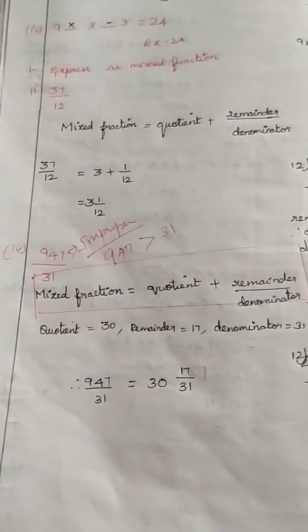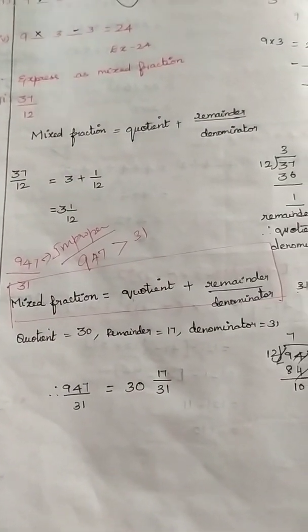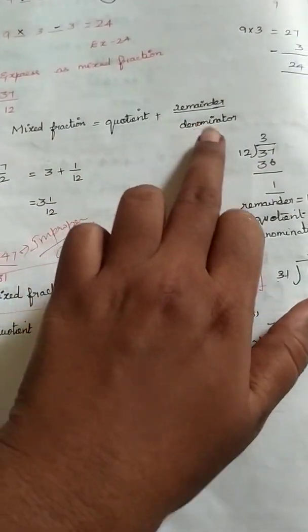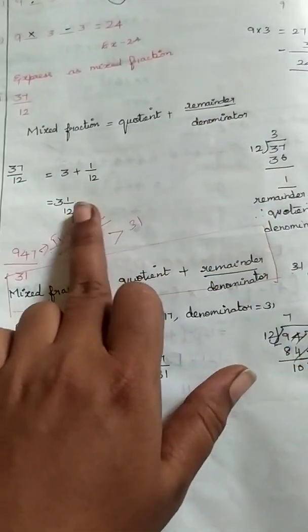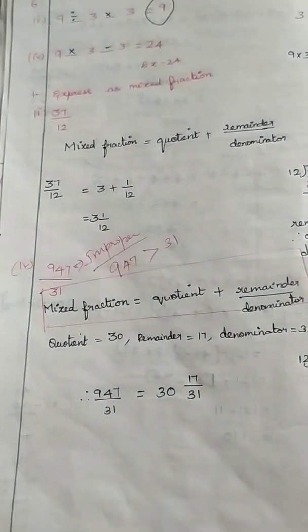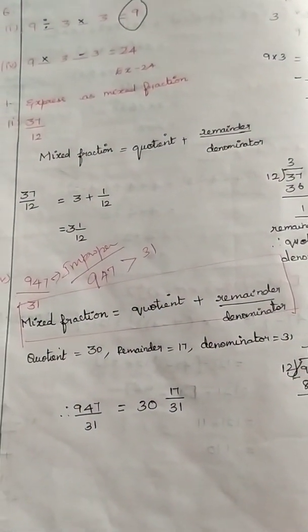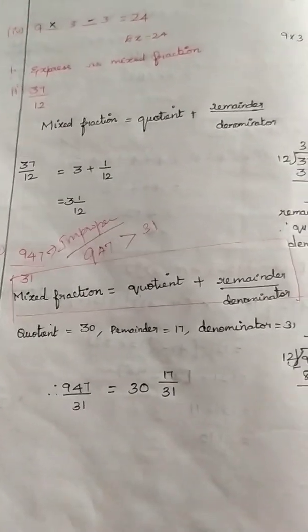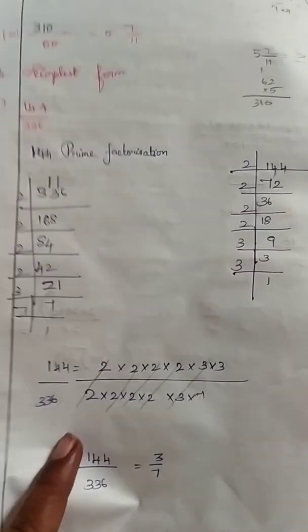This is the formula: mixed fraction is equal to quotient plus remainder divided by denominator. Your quotient is 3, remainder is 1, denominator is 12. So 3 1 by 12. So express as a mixed fraction. You have questions from this. So concentrate and work it out. Cover all the problems. Learn all the models.